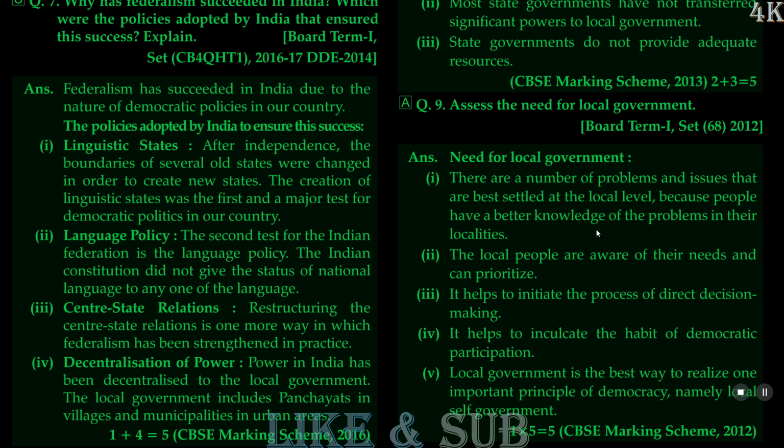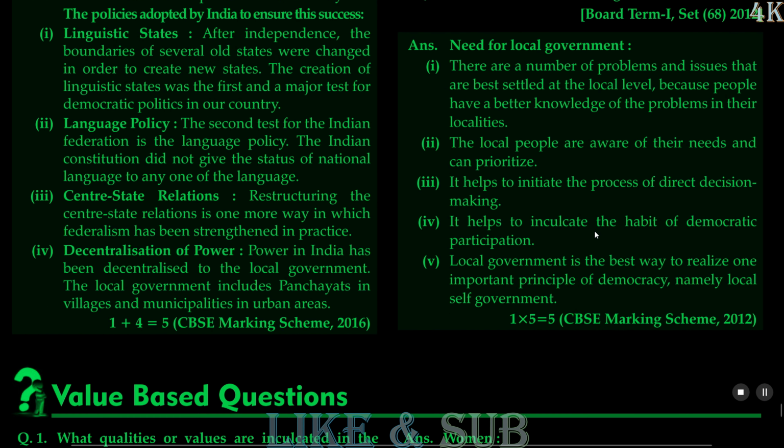3. It helps to initiate the process of direct decision-making. 4. It helps to inculcate the habit of democratic participation. Local government is the best way to realize one important principle of democracy, namely local self-government.